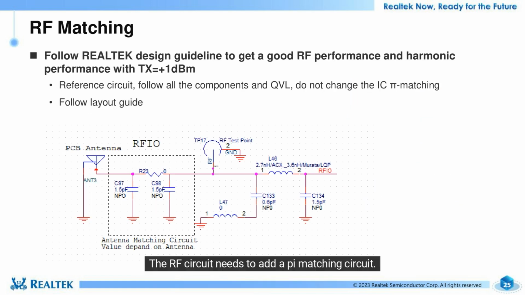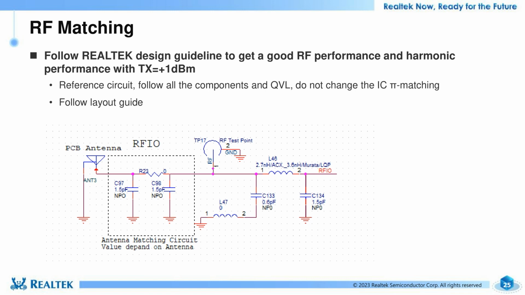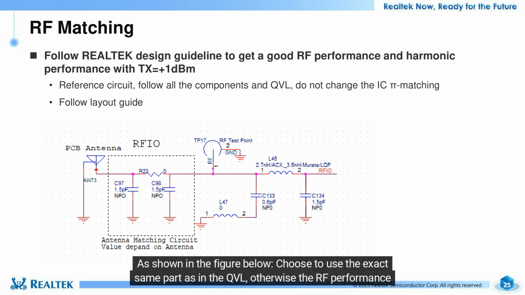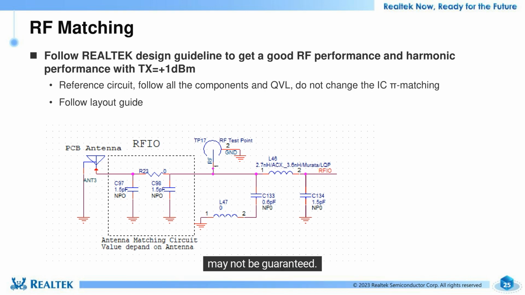The RF circuit needs to add a pi matching circuit. The impedance matching network on the chip side is used for harmonic suppression. For the selection of pi matching components, refer to reference design. As shown in the figure below, choose to use the exact same part as in the QVL, otherwise the RF performance may not be guaranteed.